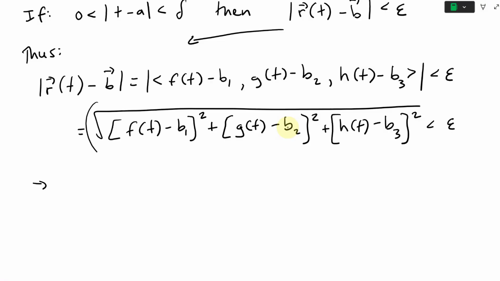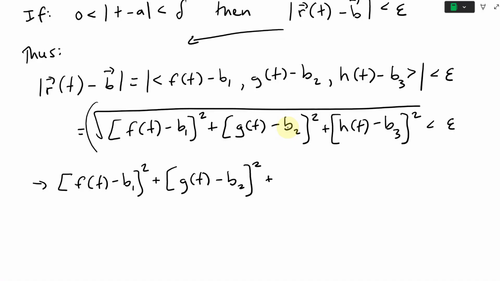So what we get is this cancels. This will be like this: f of t minus b1 squared plus g of t minus b2 squared plus h of t minus b3 squared, and then this whole thing is squared. This is going to be now less than epsilon squared.